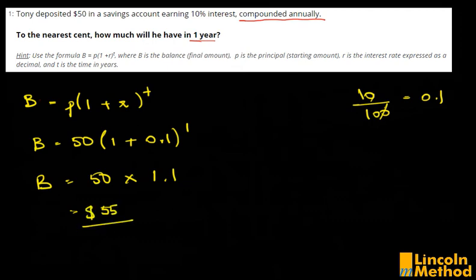So $55. This is the amount that Tony will have after 1 year.